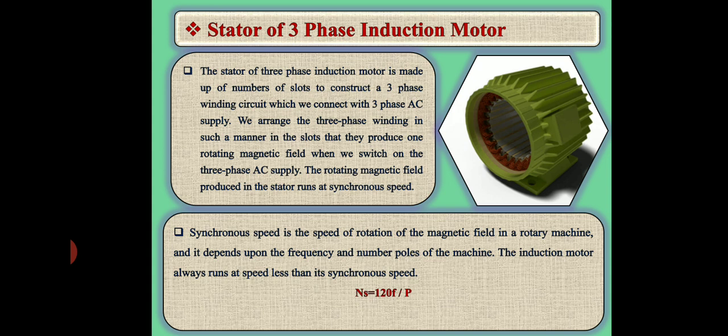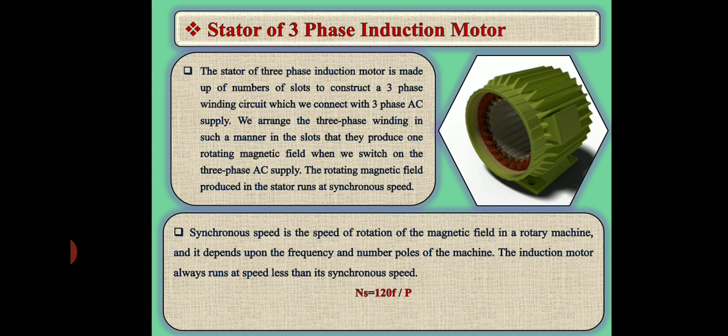Next, the stator of three-phase induction motor. In the figure we can see the basic diagram of the stator of a three-phase induction motor. The stator is made up of a number of slots to construct a three-phase winding circuit, which we connect with a three-phase AC supply. We arrange the three-phase winding in such a manner in the slots that they produce a rotating magnetic field. The rotating magnetic field produced in the stator runs at synchronous speed.